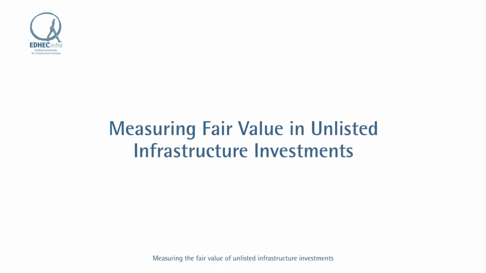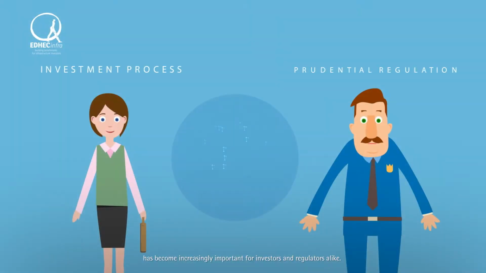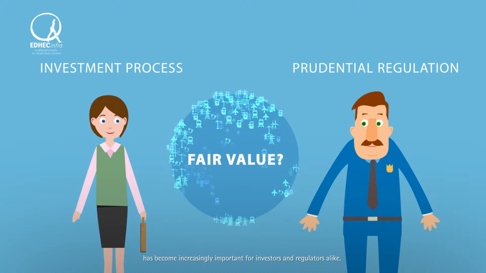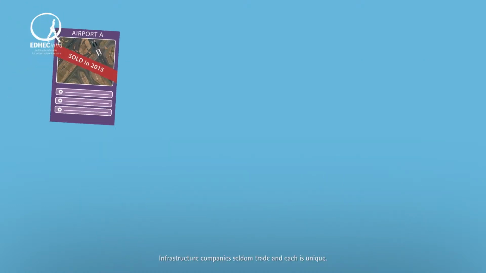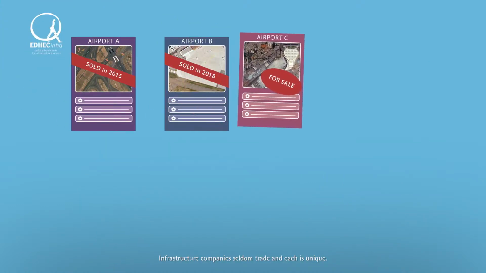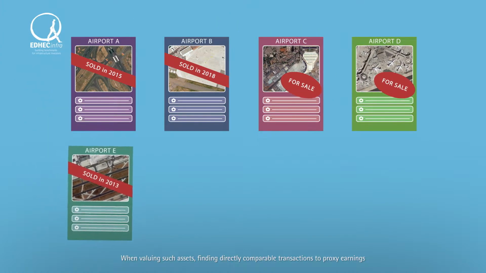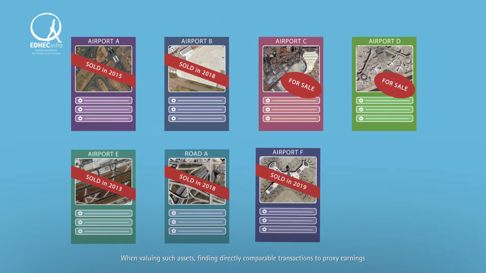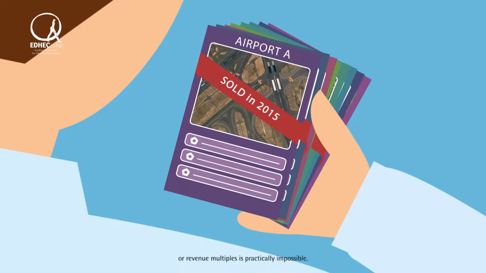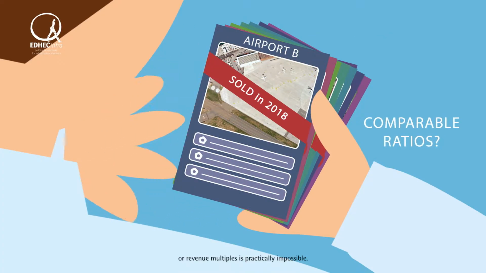Measuring the fair value of unlisted infrastructure investments has become increasingly important for investors and regulators alike. Infrastructure companies seldom trade, and each is unique. When valuing such assets, finding directly comparable transactions to proxy earnings or revenue multiples is practically impossible.